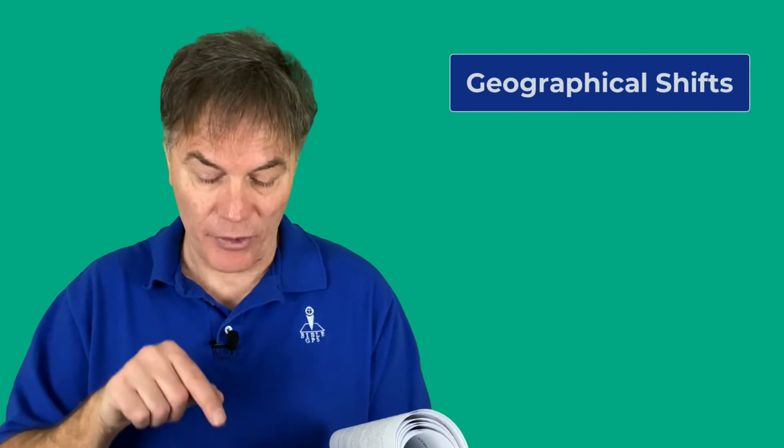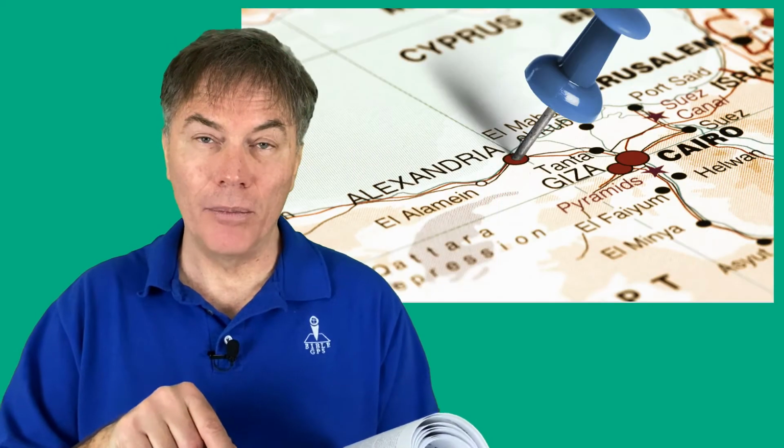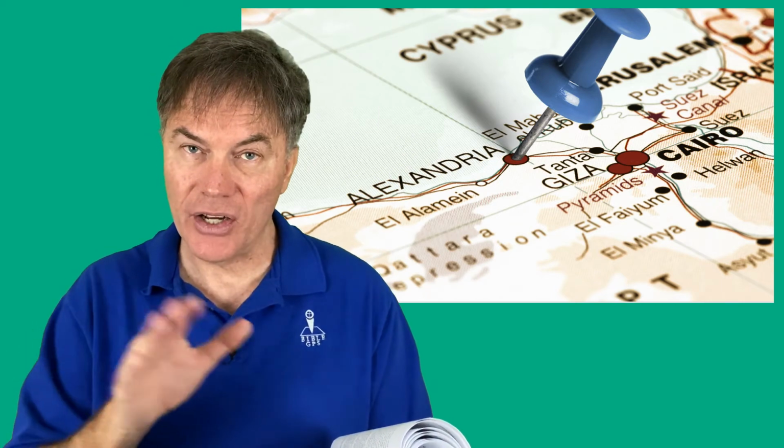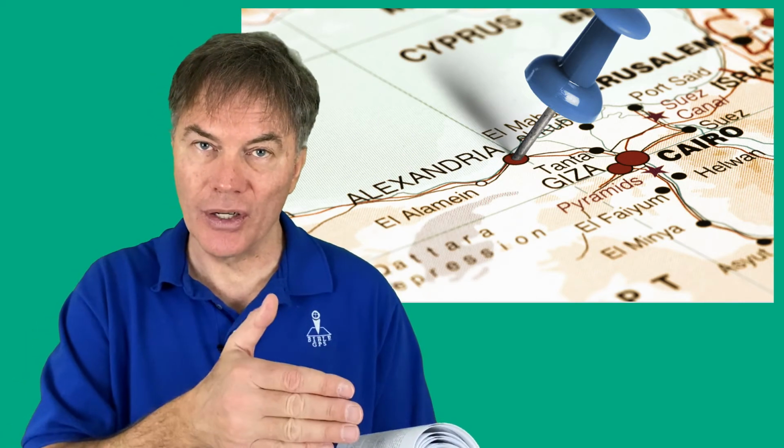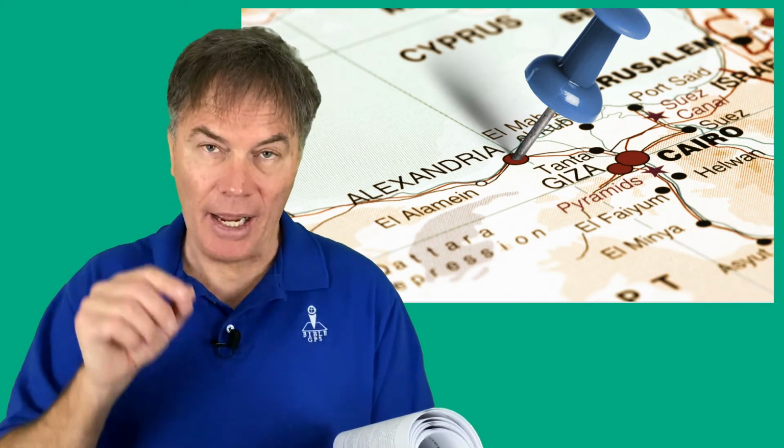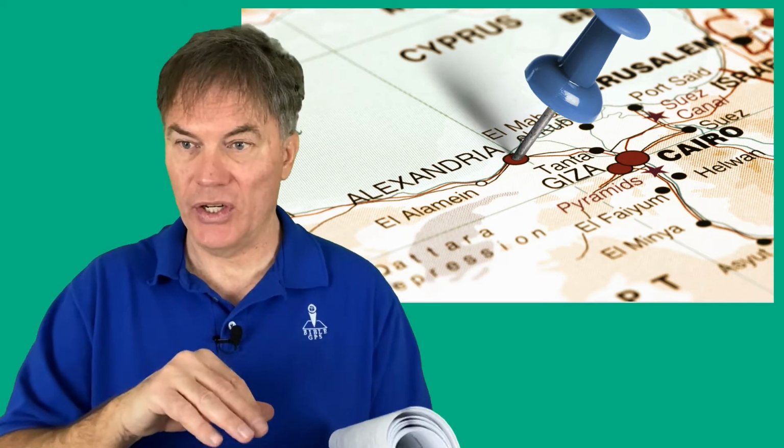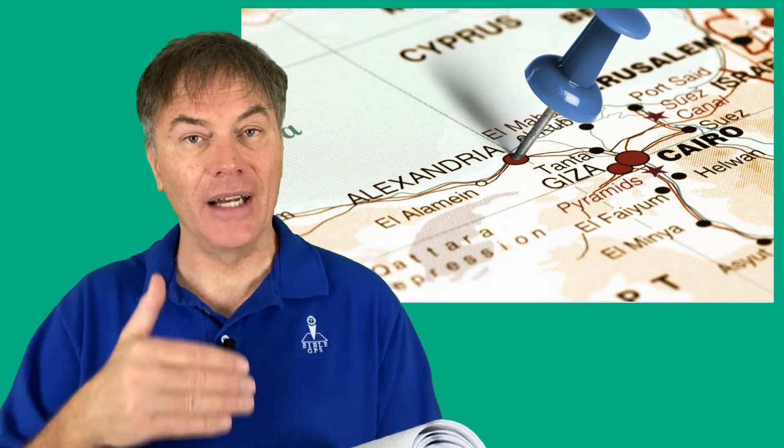Number 3, we see some geographical shifts. Now, during the time of the New Testament, there were probably more Jews in Alexandria, as I've said, than Jerusalem. There were many Jews living in Alexandria. And Alexandria, which is in Egypt, was named after Alexander the Great. We just see the huge impact that Alexander the Great and his generals had during those days.